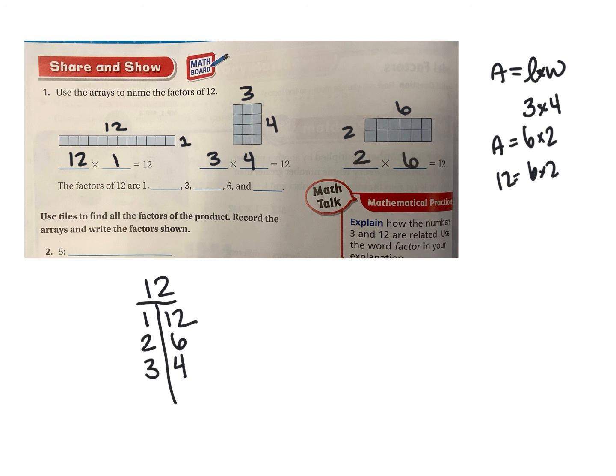2 and 6. I made room for that 2 there because I wanted it in order, remember, because they're going to ask me in least to greatest order. The factors of 12 are 1, 2, 3, 4, 6, and 12. Those are all the factors of the number 12, the product 12.